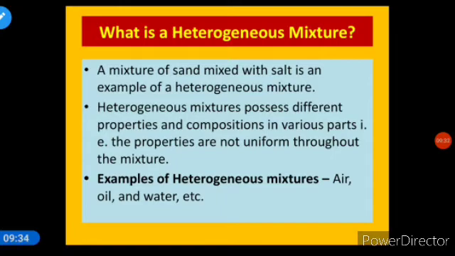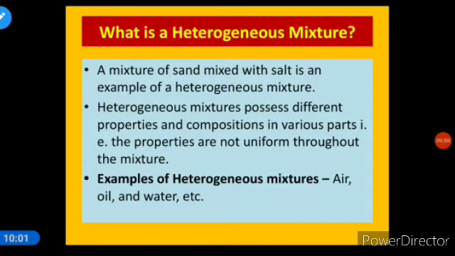If you see the mixture of sand and salt, in some place you see the sand quantity is more and in some place you see the salt quantity is more. So if you see the mixture all over, the uniformity is not seen. That's why we say it is a heterogeneous type of mixture.